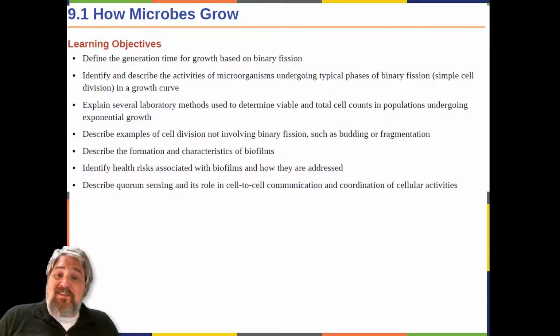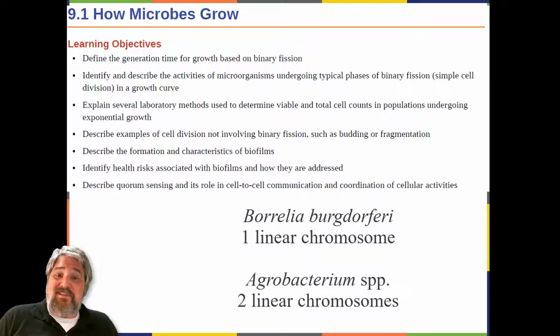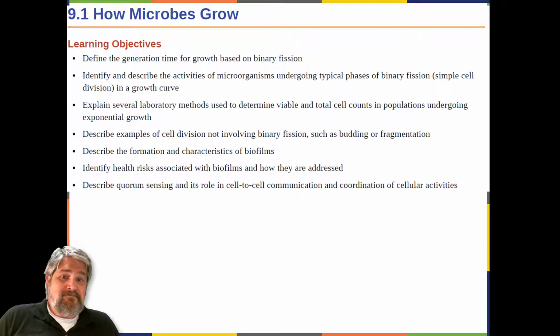Most bacteria have a single circular chromosome. However, some exceptions exist. For example, Borrelia burgdorferi, the causative agent of Lyme disease, has a linear chromosome. Also, Agrobacterium tends to have two linear chromosomes.